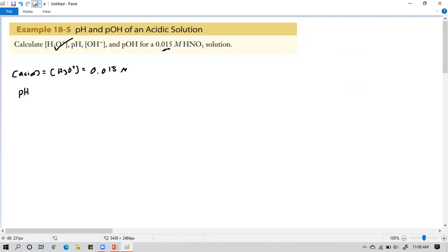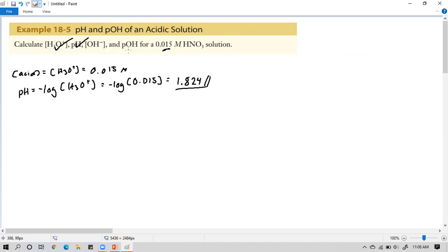In order to calculate the pH, simple as negative log of the concentration of hydronium ion is equals to negative log of 0.015 is equals to... Ayan, no? Na-calculate niyo na. The answer is 1.824. Ayan. So, it's check.